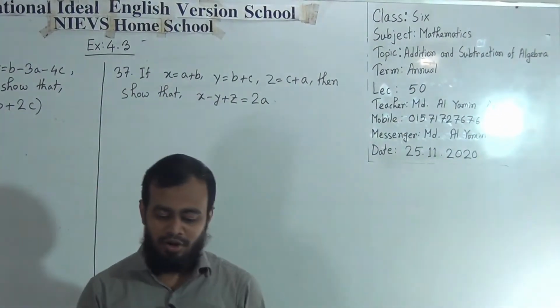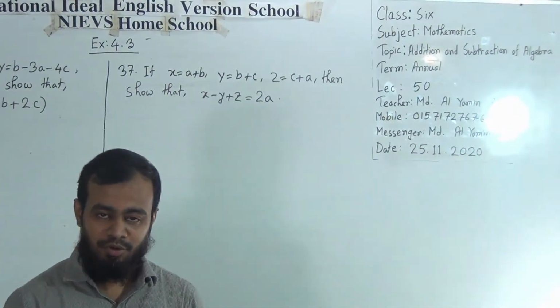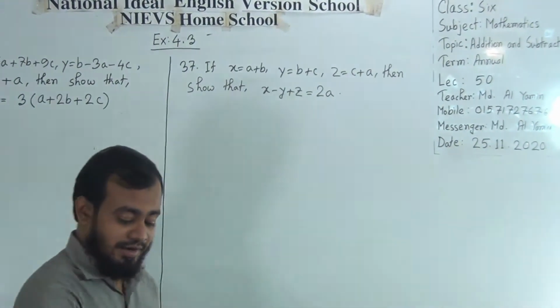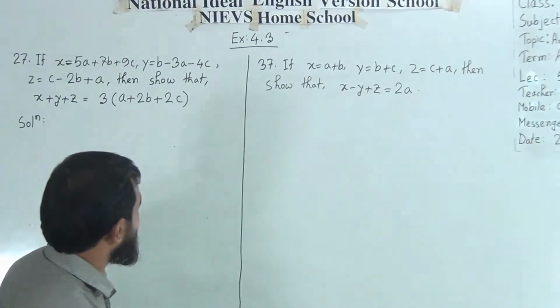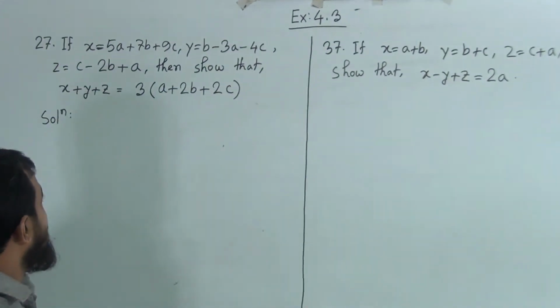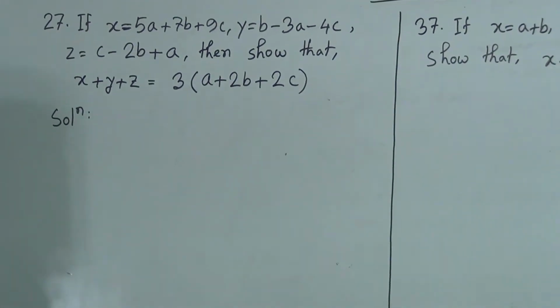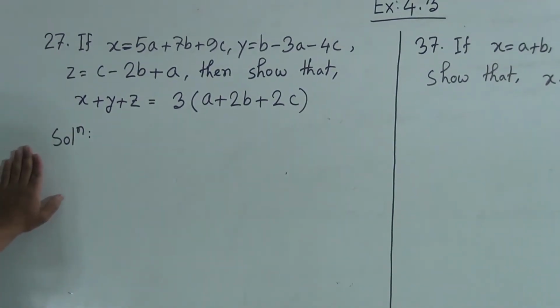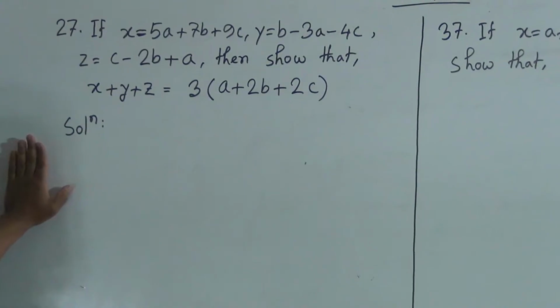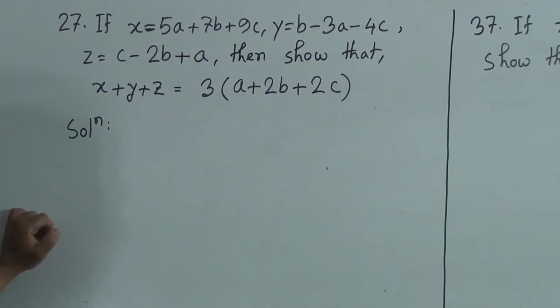We will solve only 2 questions from your book, from exercise 4.3. The question numbers 27 and 37. I wrote down question number 27 on the left side and 37 on the right side. First of all, we will solve question number 27.